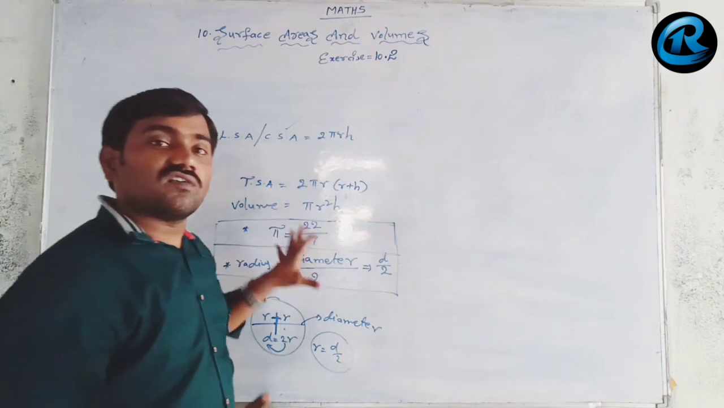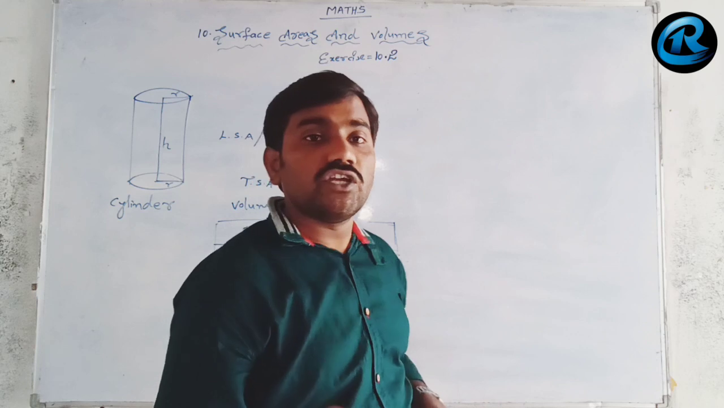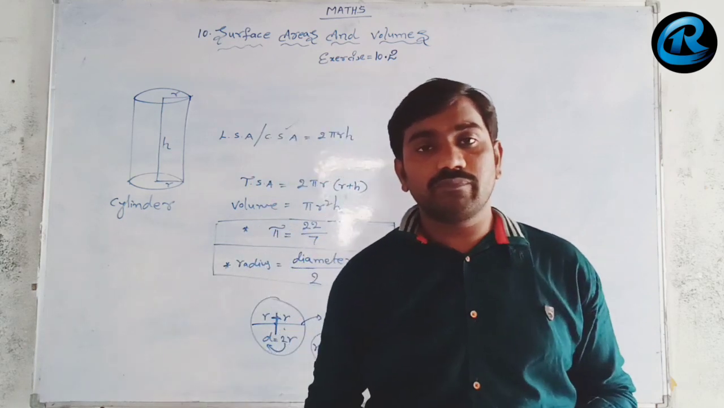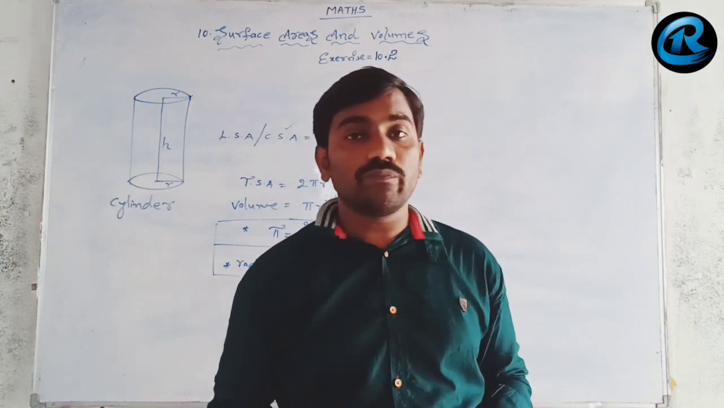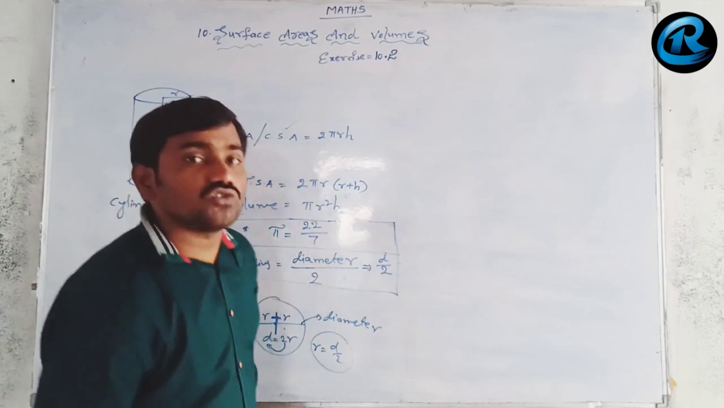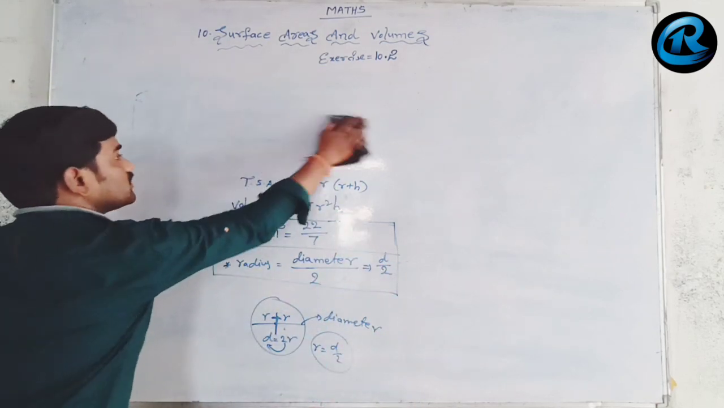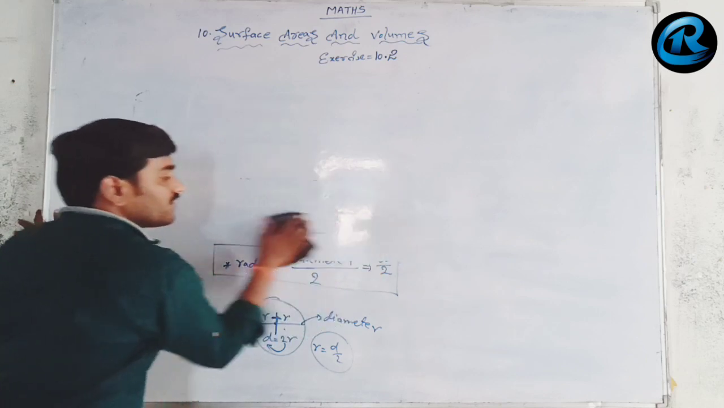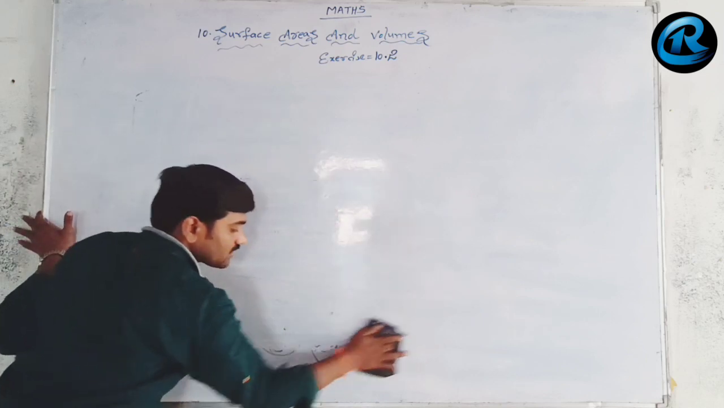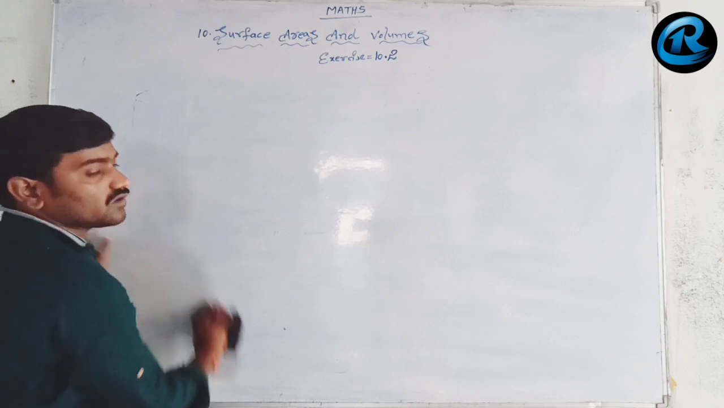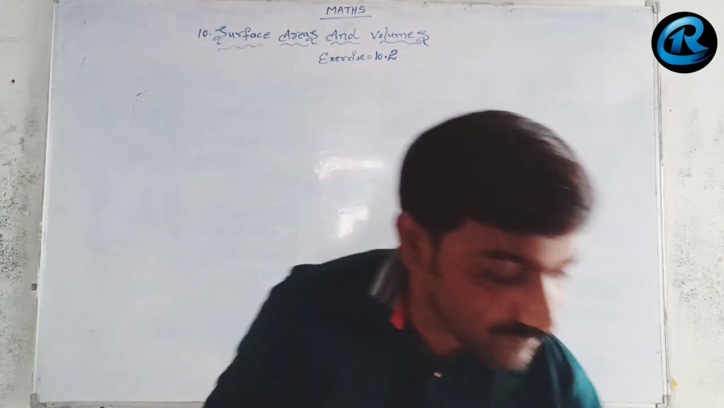So while solving problems we need to use only the radius of the cylinder. If at all they have given you the diameter, we need to change it into the radius. So let us enter into the topics now. There are overall 11 questions in this exercise. All these 11 questions let us solve here in this class.